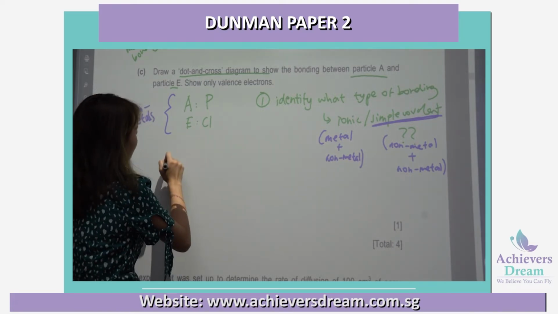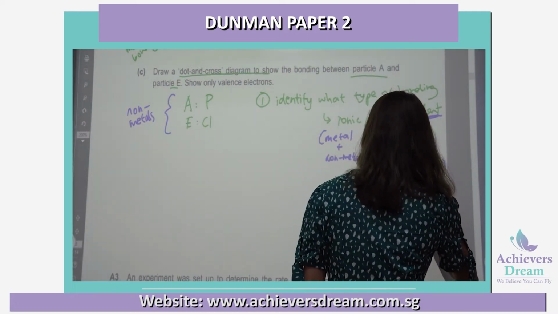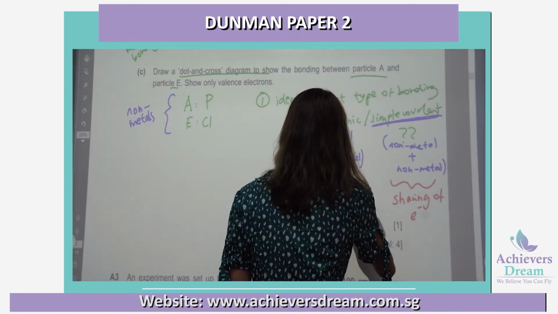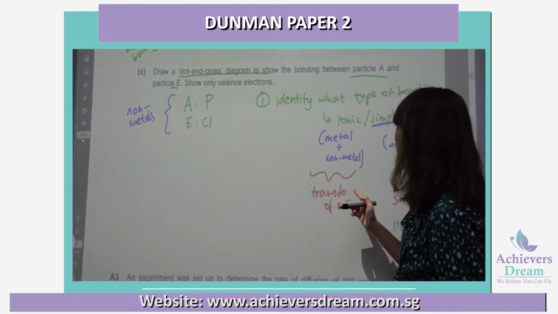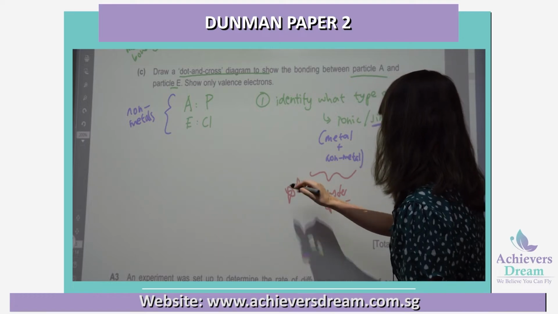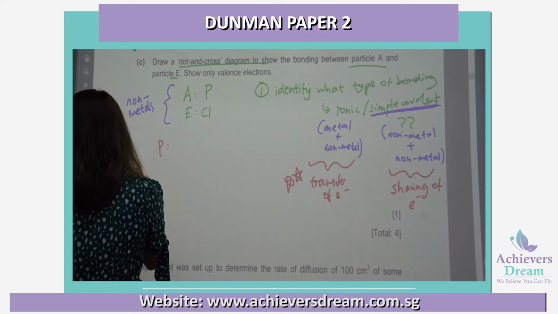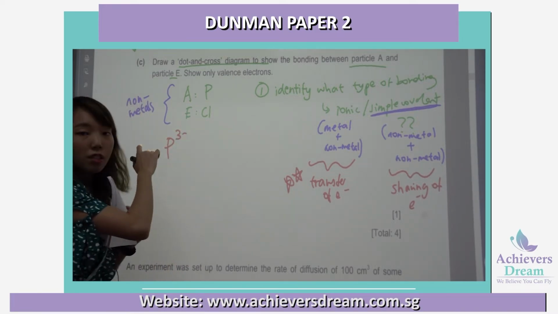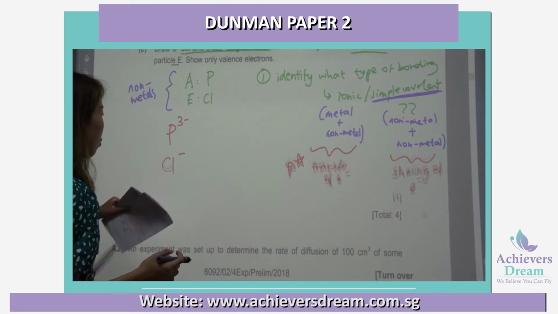How do I draw it? Remember, for simple covalent compounds, it's about the sharing of electrons, whereas for ionic bonding, it is transfer of electrons. This type of question came out quite a lot of times for MCQ. They ask whether ionic bonds is transfer or sharing of electrons. So this is important. So don't get confused. Okay, so sharing of electrons, phosphorus forms an ion of P3 minus, correct? Because phosphorus is in group 5, so it forms an ion of P3 minus. Chlorine forms Cl minus. So how do I draw?